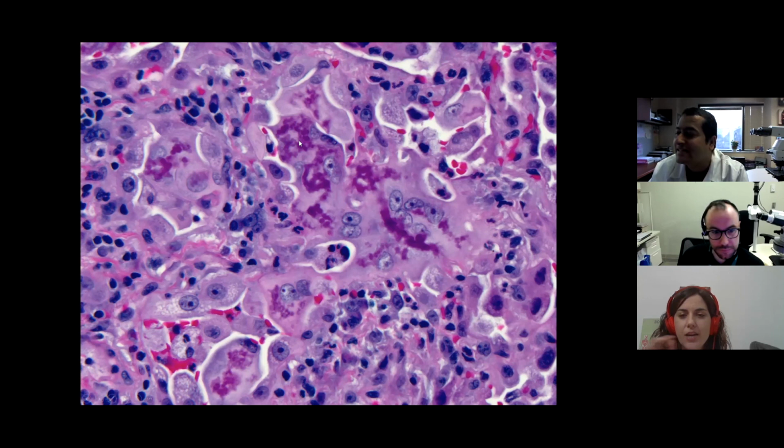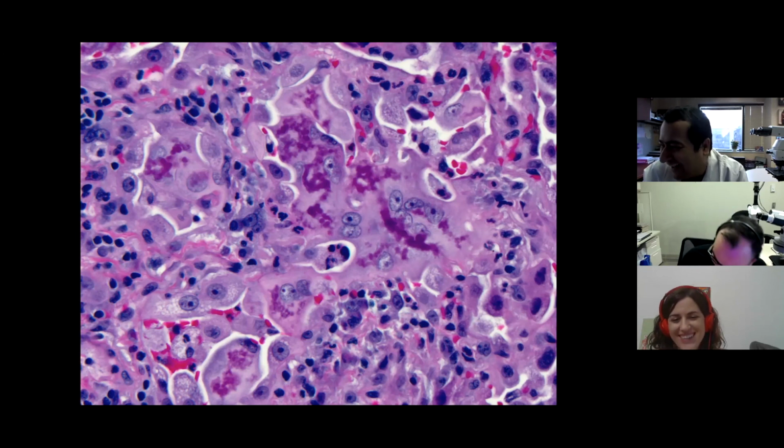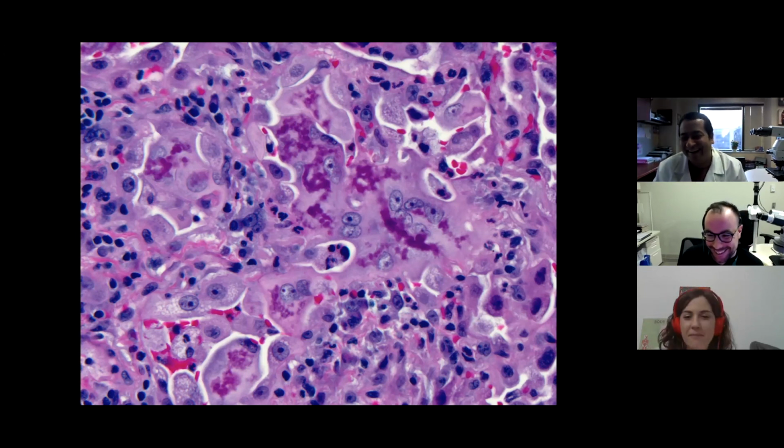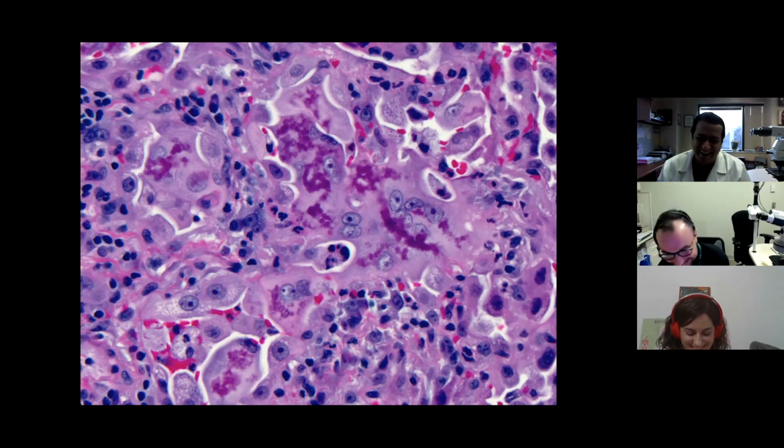Interesting. The cross-povidone would be blue. In COVID cases, these are called COVID inclusions. And megakaryocytes are COVID cells. Yeah, megakaryocytes are responsible for all the thrombotic events in COVID. Oh man, it is a fun time to be a lung pathologist. An exciting time.